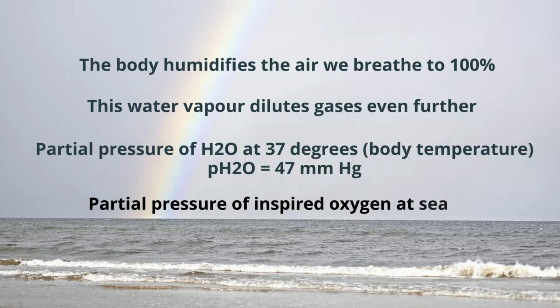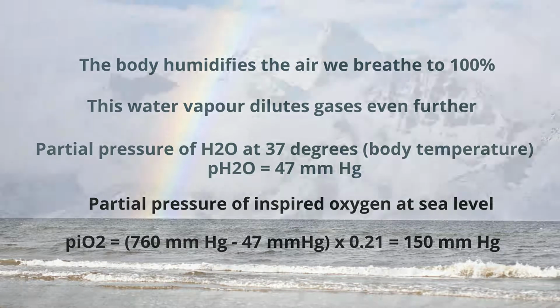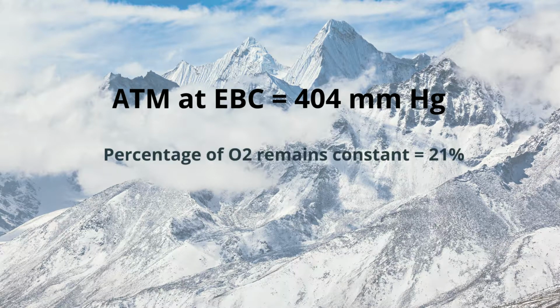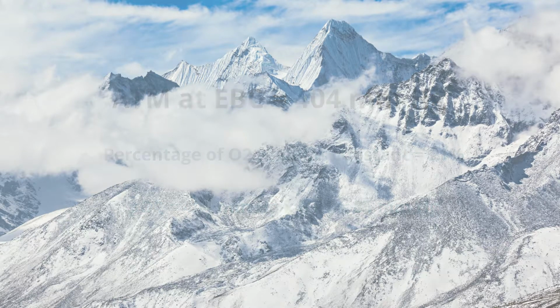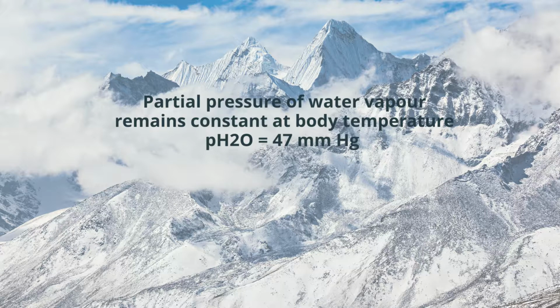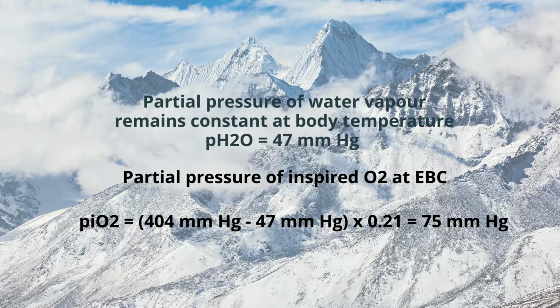Therefore, the partial pressure of inspired oxygen at sea level is 150 millimetres of mercury. The atmospheric pressure at Everest Base Camp is 404 millimetres of mercury, and the percentage of oxygen remains the same. In dry air, partial pressure of oxygen at Everest Base Camp is 85 millimetres of mercury. The partial pressure of water vapour remains constant at body temperature. Therefore, the partial pressure of inspired oxygen at Everest Base Camp is 75 millimetres of mercury.